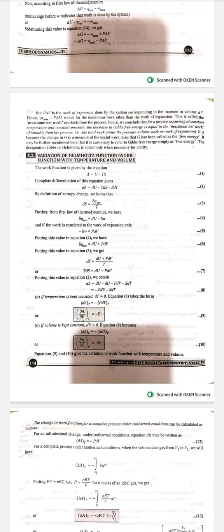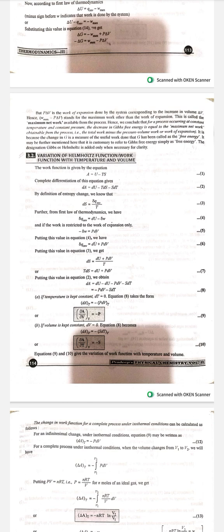If the work is restricted to the work of expansion only, delta w is equal to P dV. Putting the value of 4, we have delta q reversible is equal to dU plus P dV. Putting the value of 3, dS is equal to dU plus P dV upon T, so TdS is equal to dU plus P dV. Putting this in the equation, dA is equal to dU minus P dV minus SdT.